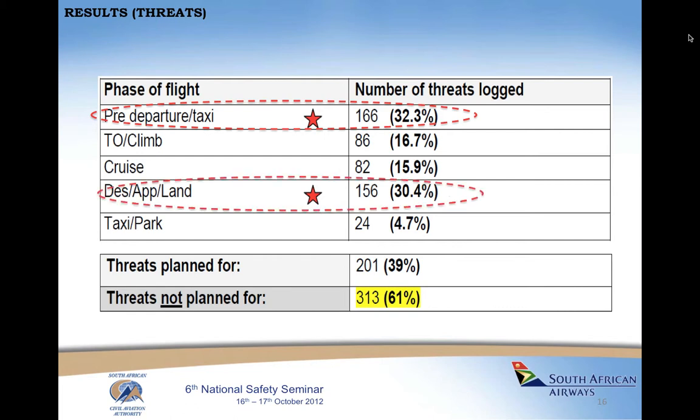These results corroborate with a study of aircraft accidents conducted by Boeing some time back. The so-called sterile cockpit rules should be closely adhered to during these phases of flight so that crews may manage it appropriately. The table also shows that over 60% of threats were not cognitively planned for by crews. Therefore, standard operating procedures were adjusted to guide crews into briefing external threats more adequately.